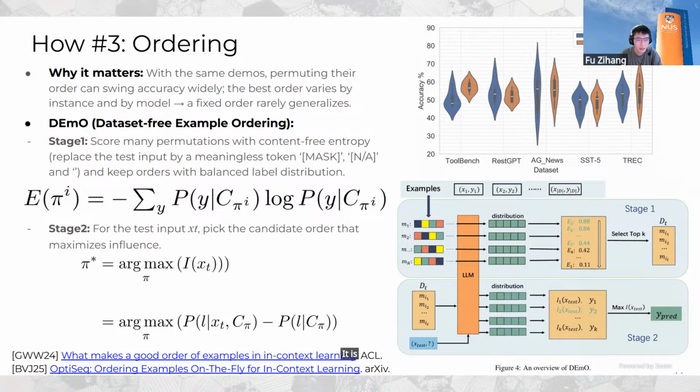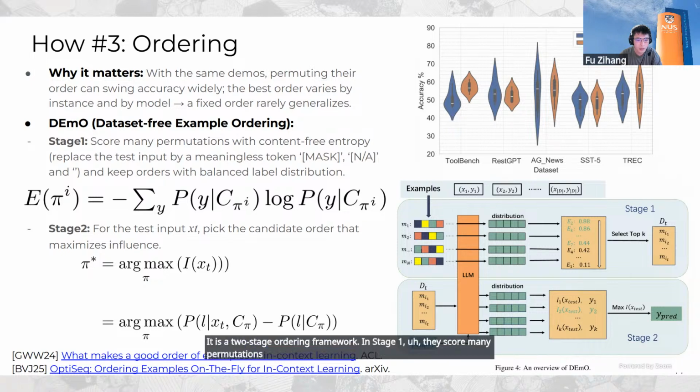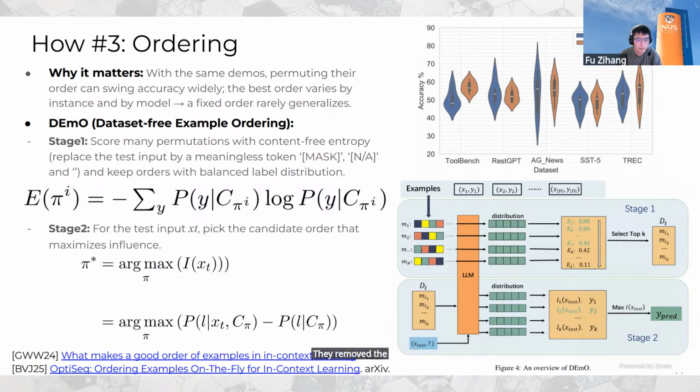It is a two-stage ordering framework. In stage one, they score many permutations using what they call content-free entropy. They remove the actual test input and replace it with a meaningless token like mask. For each permutation, they compute an entropy. Low entropy means the order is coherent under the model, even without a real input. Then they keep only the low-entropy orders and also ensure the label distribution is balanced. This gives a small shortlist of reasonable orders that are cheap to consider.